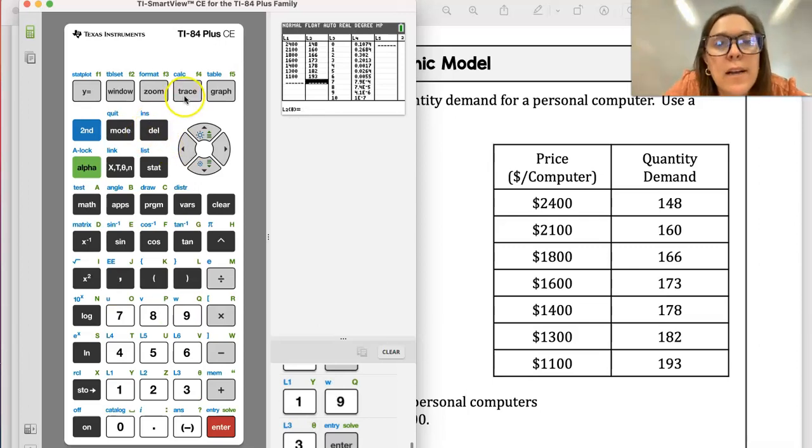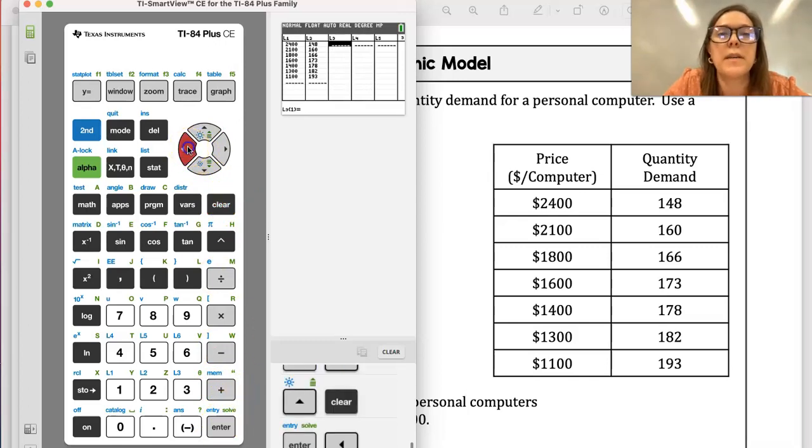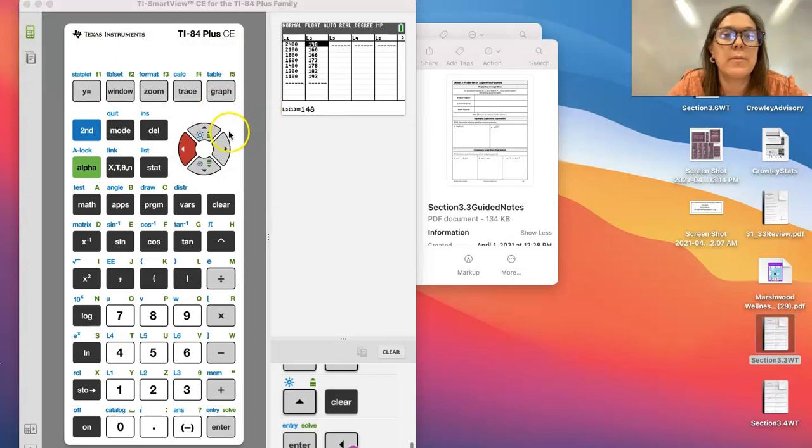Okay, so hopefully you have all of those in there correctly. I'm going to get rid of my L3 and L4 so it's not so confusing. I've got lots of lists in here from my stats class. Let's clear those out. Okay, so once I have my lists in there under L1 and L2, how do we use our graphing utility to make a scatter plot? Well, how do we do a scatter plot?